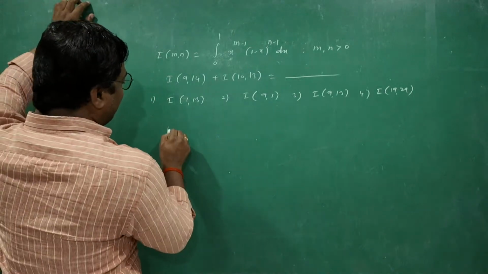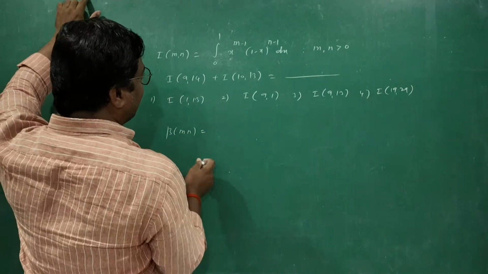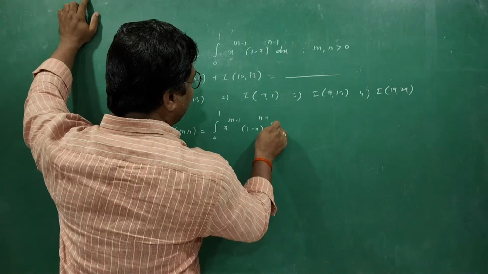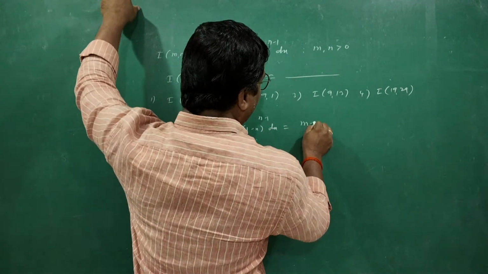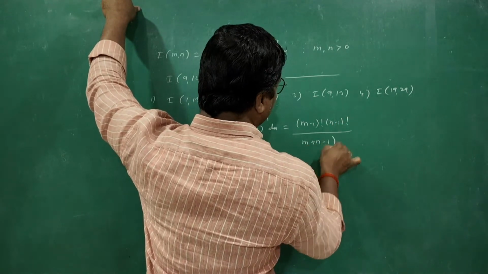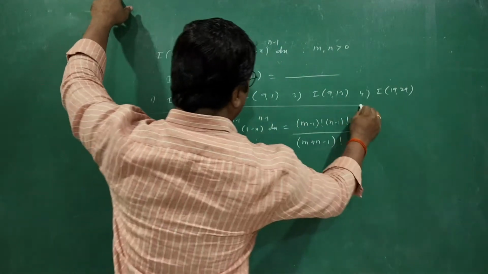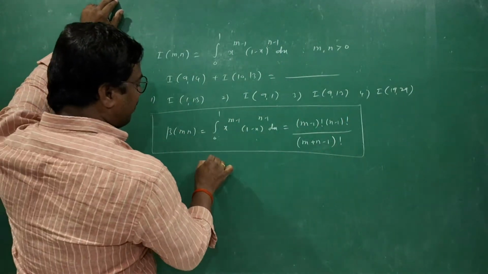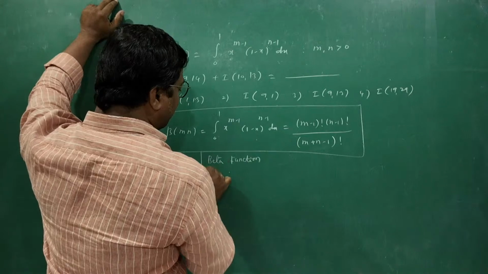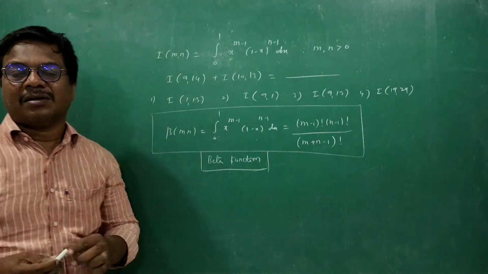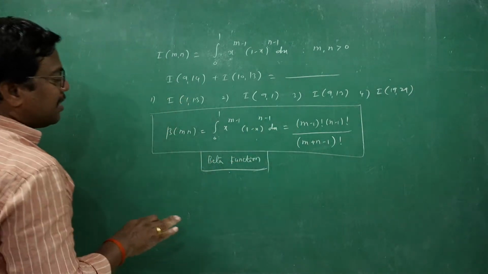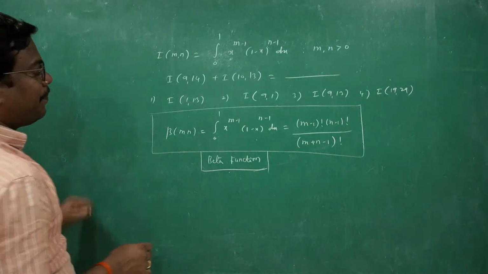You know the beta function definition, beta of m comma n, that is integration from 0 to 1 x power m minus 1, 1 minus x whole power n minus 1 dx, that is written as m minus 1 factorial, n minus 1 factorial divided by m plus n minus 1 factorial. This formula I am going to use. This is the definition of the beta function. Actually this concept you have in BTech, but the question is given. So to get it easy, I am going to use this beta function formula.